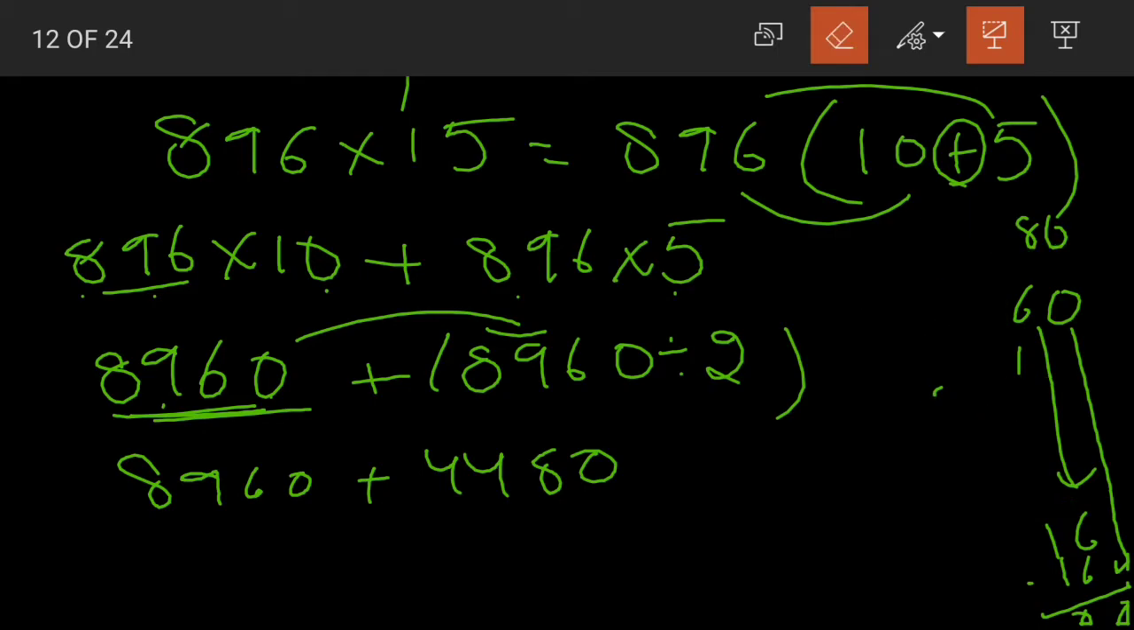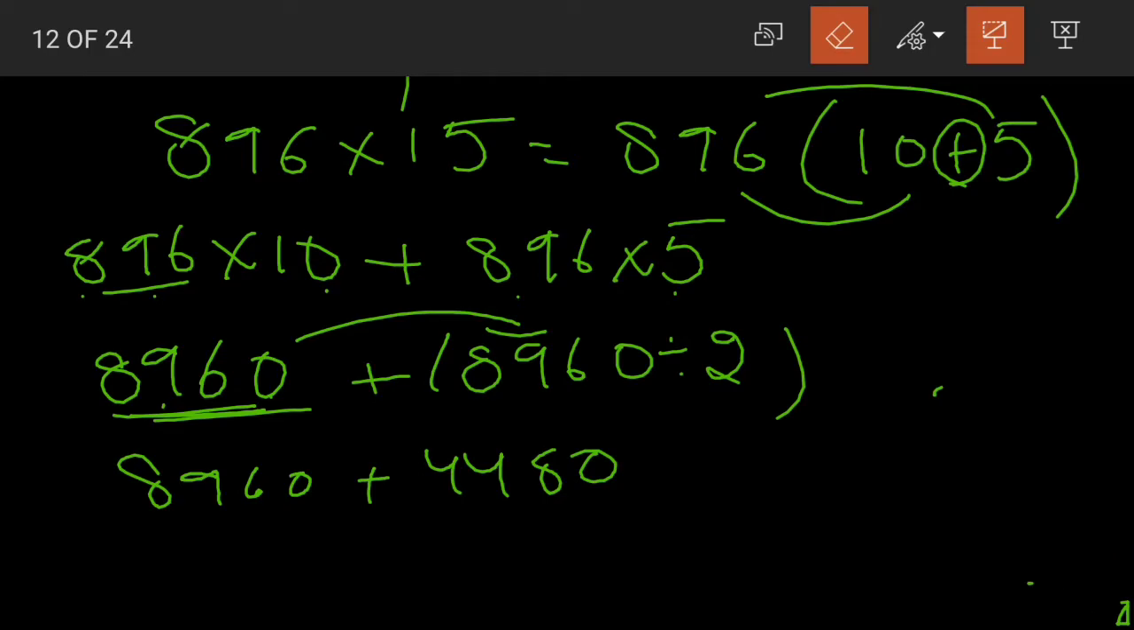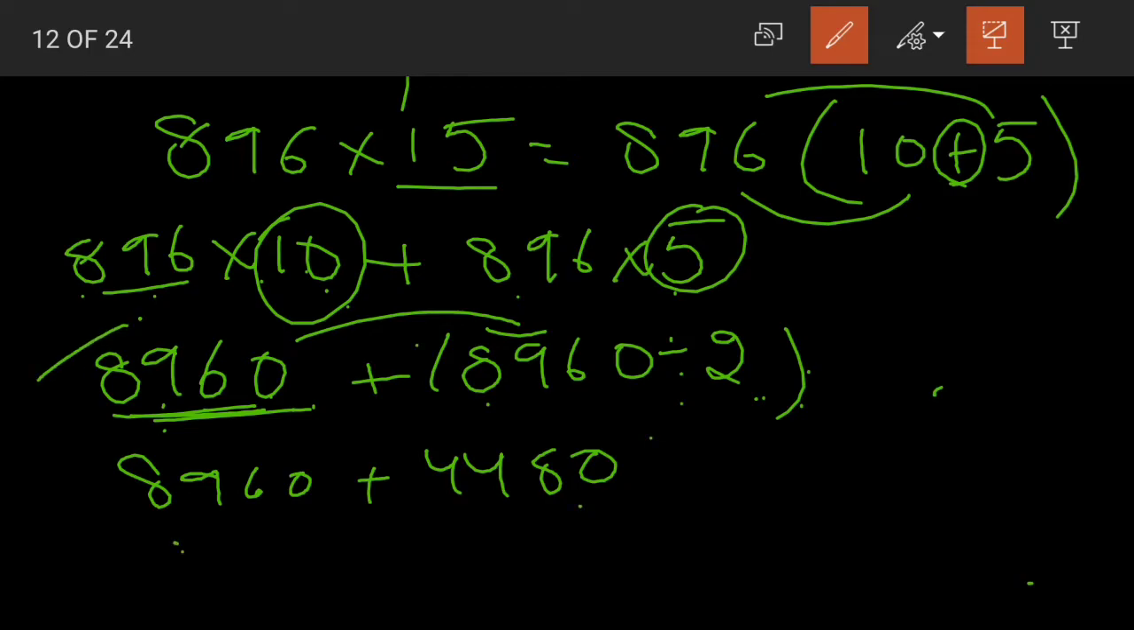Let me erase this division here. I hope you are clear with this, right? Very simple steps, children. First, split 15 as 10 and 5. Then multiply the number with 10, and then the same answer you need to divide by 2. Now add both the answers, the multiplication and the division answers.